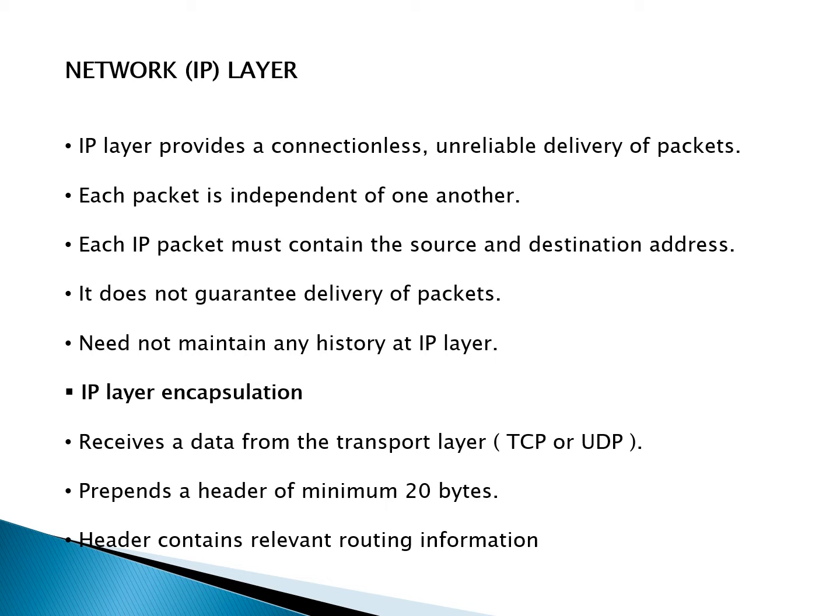Next, the IP layer provides some encapsulation, which we discussed in the previous lecture. It receives data from the transport layer, which can be TCP or UDP, and adds a header of minimum 20 bytes. Typically it is 20 bytes; sometimes it can be more, but that is rare. This header contains relevant information for handling routing and flow control and forwards it to the hardware or physical layer.